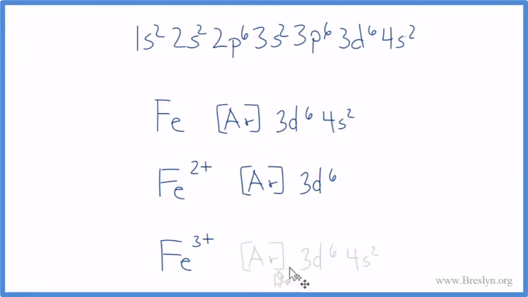For Fe3+, we need to get rid of 3 electrons. So we'll get rid of these 2 right here. We'll change the 6 to a 5, and this is the electron configuration for Fe3+. So there you have it, the electron configuration for iron, and then the electron configuration for Fe2+ and Fe3+.